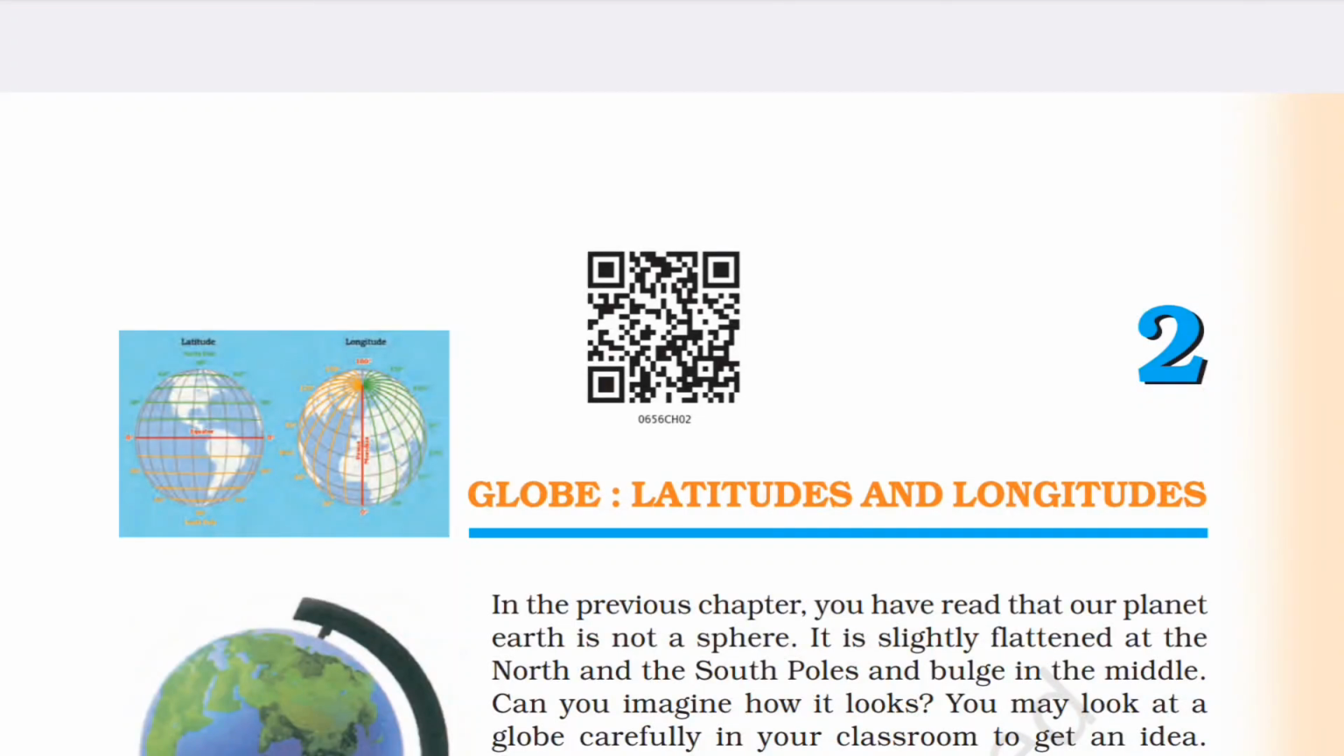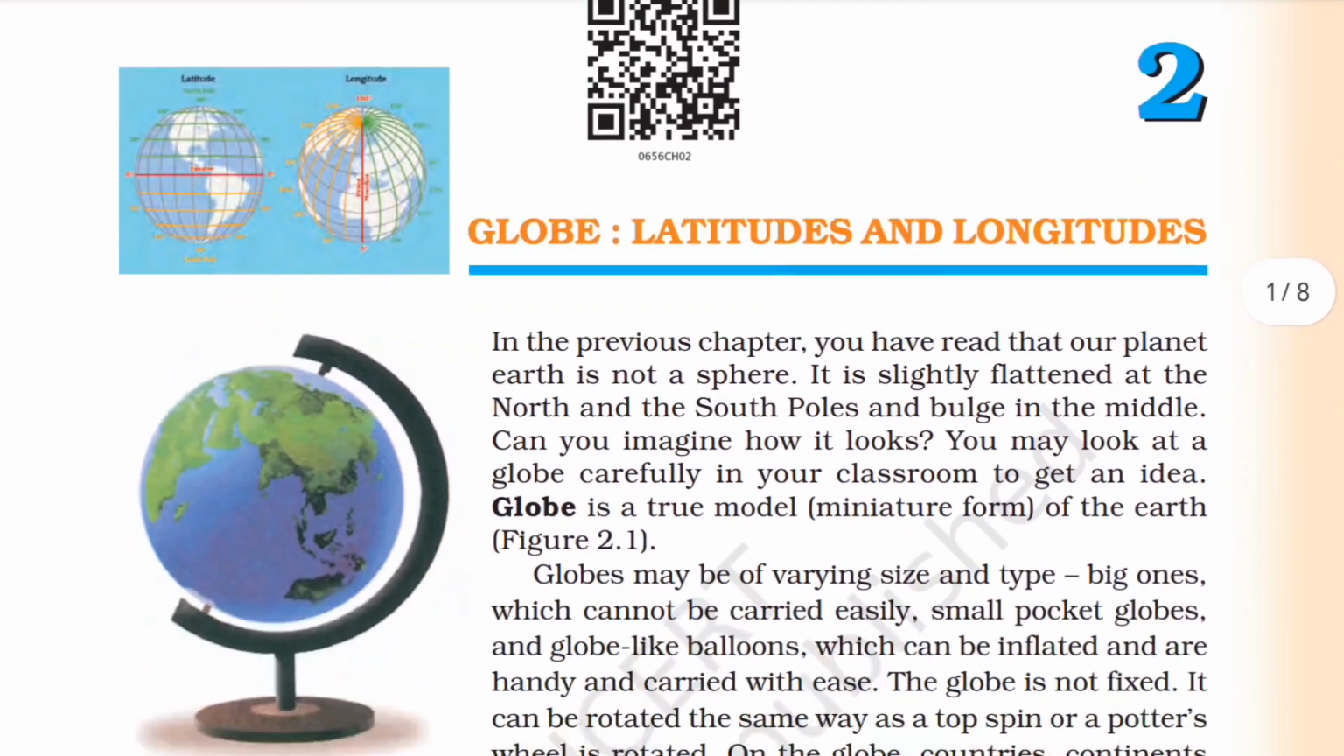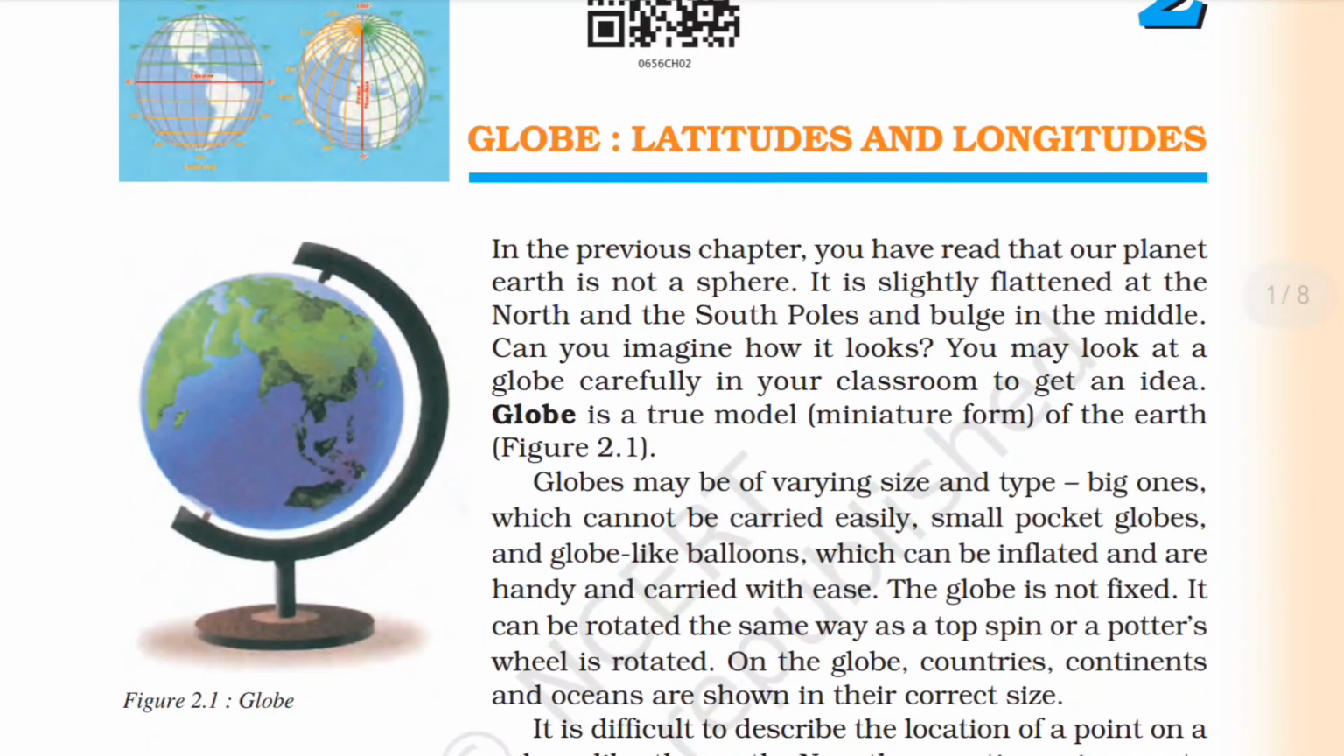Hello friends, today we will start with the geography second chapter, that is globe, latitude and longitude. In the previous chapter we have read that our planet Earth is not a sphere, it is slightly flattened at the north and south pole and bulges in the middle. Can you imagine how it looks? You may look at the globe carefully in your classroom to get an idea. A globe is a true model, a miniature form of the Earth.